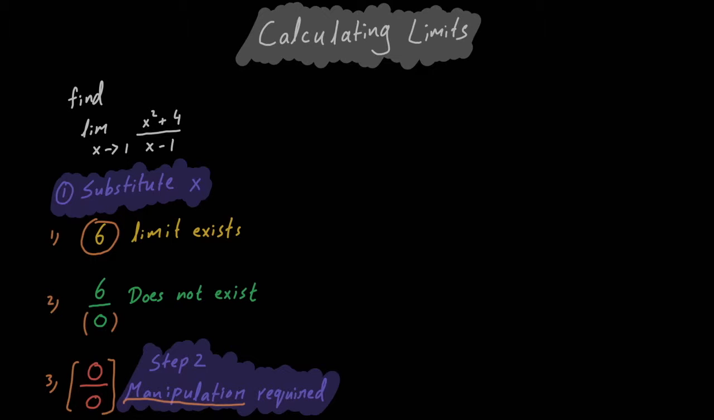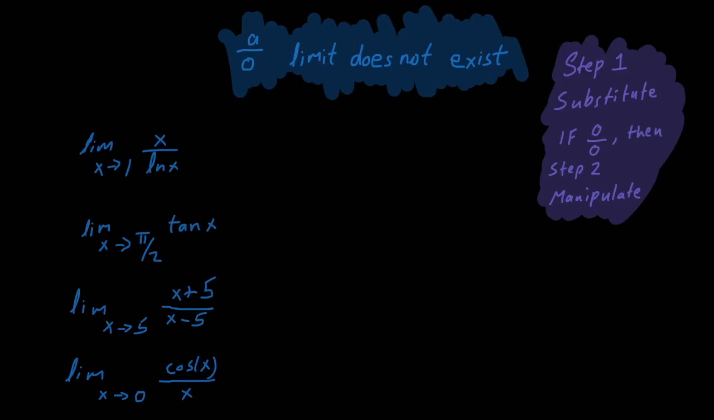In the last video, we did some practice questions for this scenario. In this video, we will go over the second scenario where the limit does not exist. We know that the first step towards solving any calculating limits problem is to substitute for x, and if we get an answer 0 divided by 0, only and only then we move towards step 2 to find the answer.